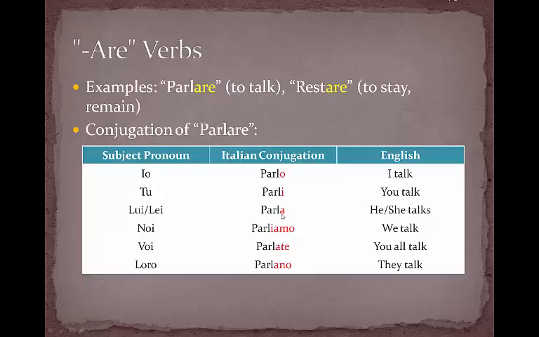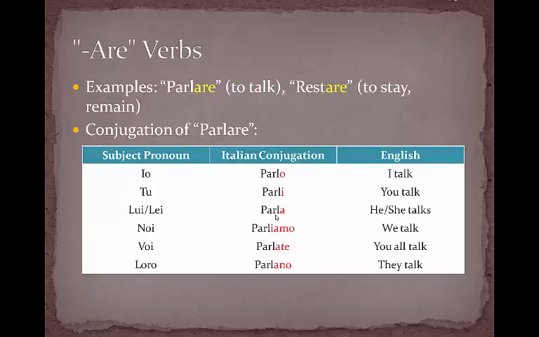Now, this is where we get into that formal second person singular. If you're talking to a stranger who you've not met before, and you're saying he talks or she talks if it's a lady, you add an A to the end of that stem. Parla. Or if you're saying what's a talking animal?